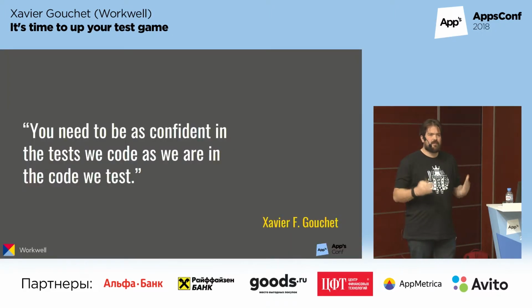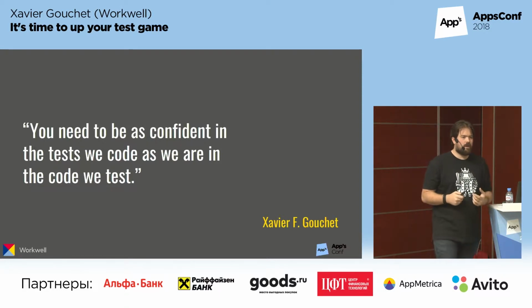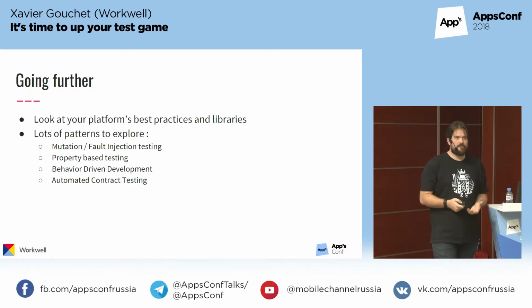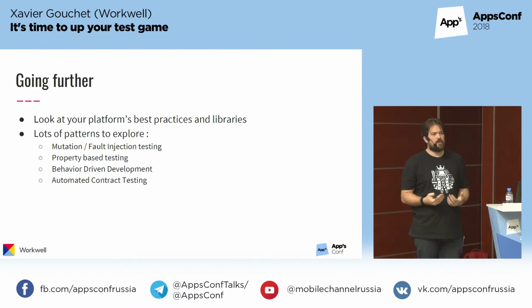One other thing, you need to be as confident in the tests that you code as you are in the code that you test. You need this confidence in your application code and in your test code growing at the same time. If you want to go further, you can look at your platform's best practices. You have lots of links all around the web, blog posts, tutorials, videos that cover how to test in Kotlin, in Android, in whatever. And you can also explore patterns once you're familiar with testing, like mutation or fault injection testing or property-based testing, and so on. So we can discuss that afterwards, of course, but you can always go further with tests.